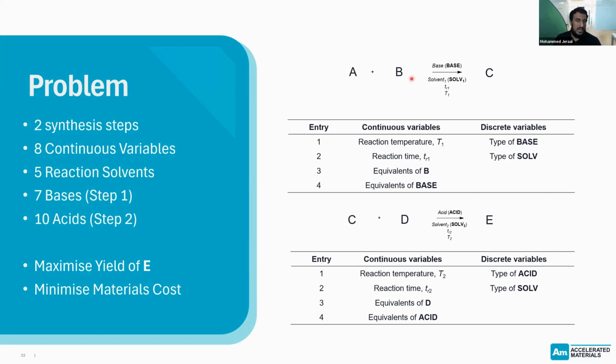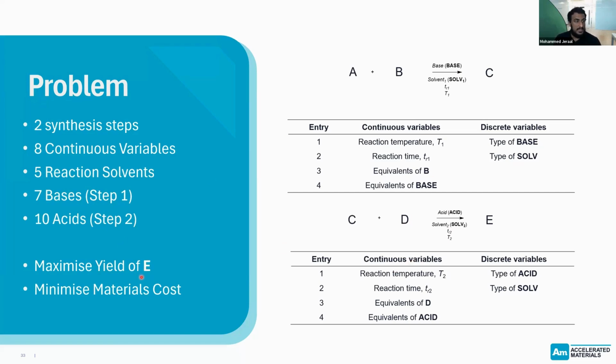So this is a substitution reaction between A and B to make an intermediate C under base catalysis. We're then taking this intermediate C, reacting it with another molecule D, and this was actually a ring closing reaction under acid catalysis in order to make our final molecule E. This is much more complex than the previous example. We've got 8 continuous variables, all of the concentrations and times for each step. We've got 5 reaction solvents, 7 bases for step 1 and 10 acids for step 2.